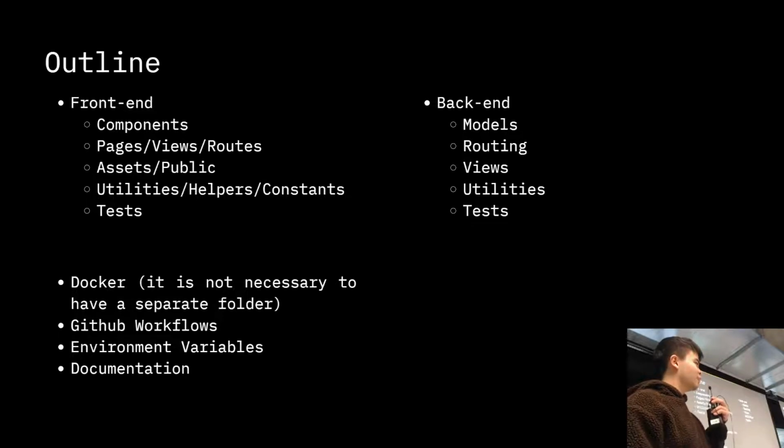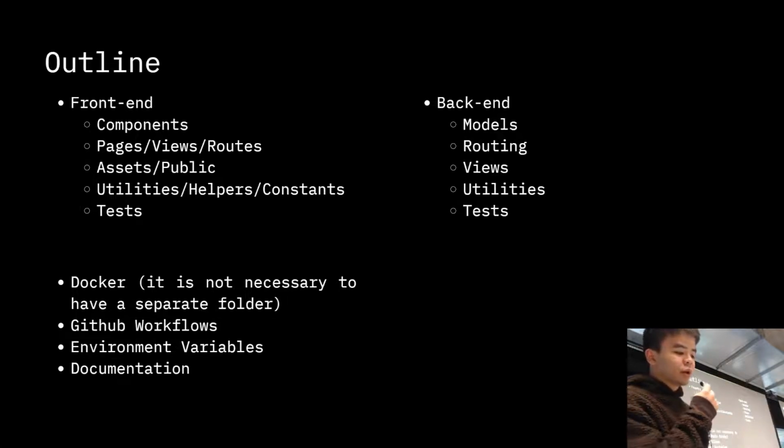I think it's good to understand how a Codebase is structured, because then you know where to find things, or where things go wrong, or when you want to change things, you know where to change them. Generally we have a front end, which has our components, pages, assets, utilities, tests, and a backend, with models, routing, views, utilities, and tests as well. This might be different depending on the framework that you use, or even the team that you're working with.